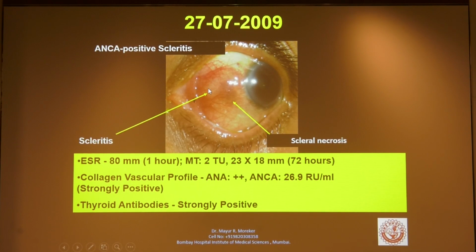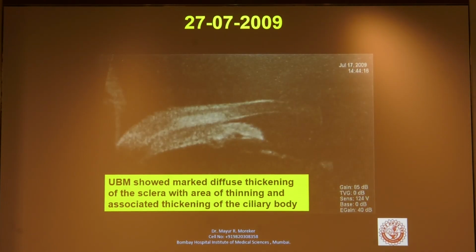This patient was investigated, turned out to be ANCA positive, strongly ANA positive and strongly positive for thyroid antibodies. The Mantoux test was done, but it was obviously positive. She had suffered from tuberculosis in the past. The ESR was raised. Here we did a UBM. This was a UBM just to document the scleritis. You can see the marked diffuse thickening of the sclera and the area of thinning and associated thickening of the ciliary body.